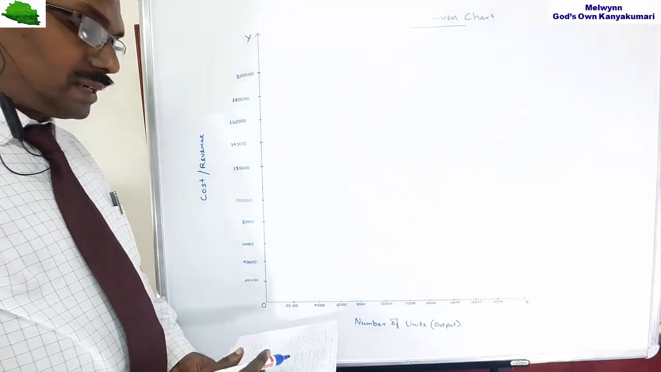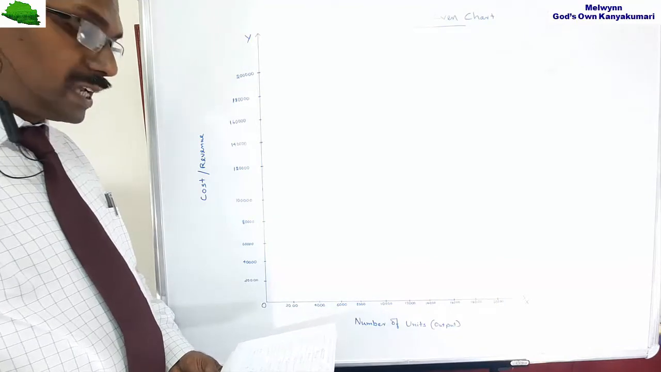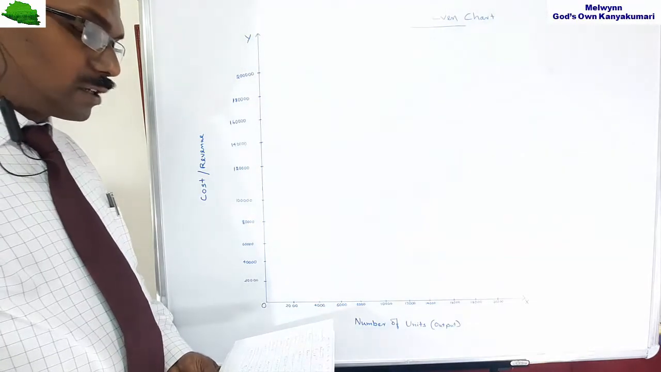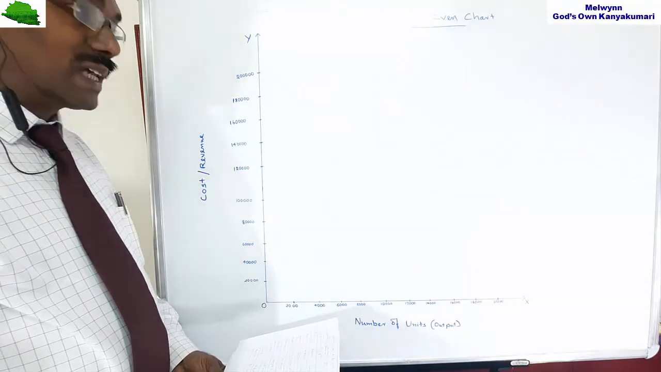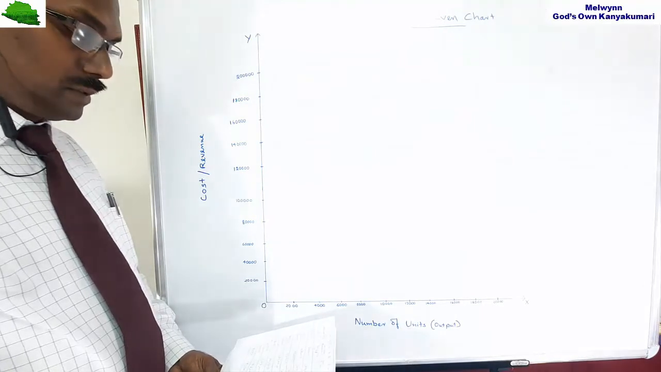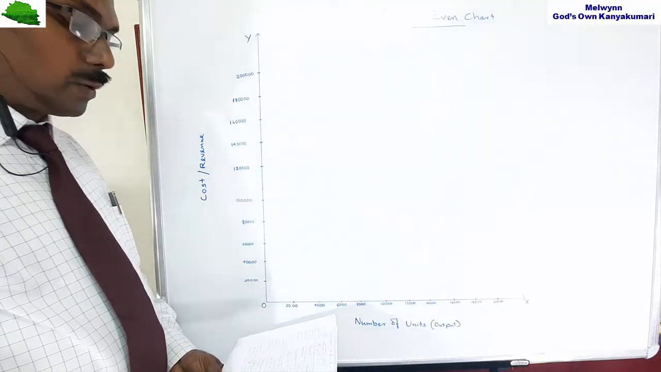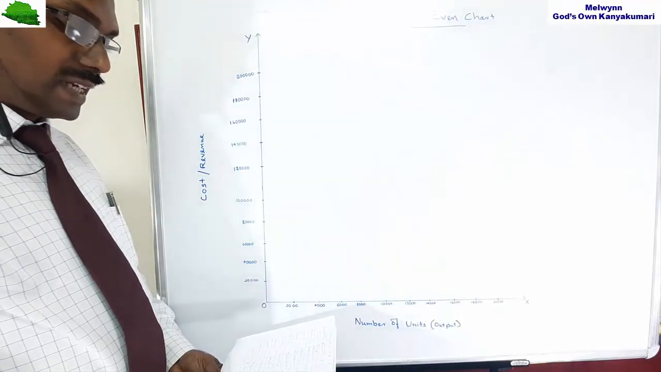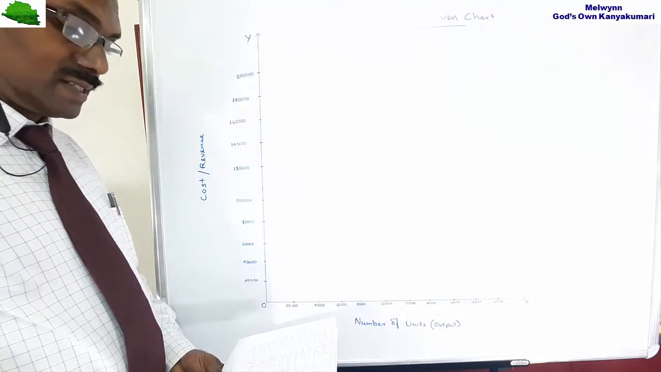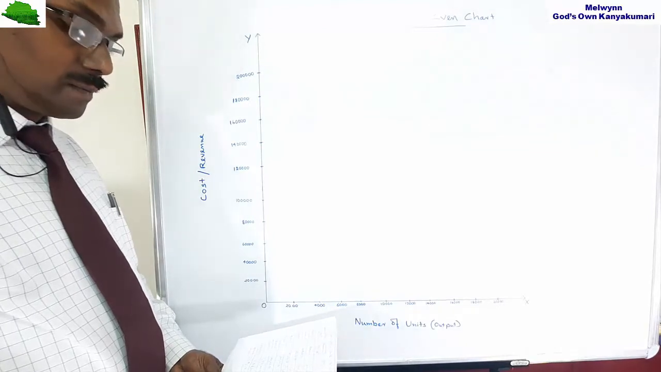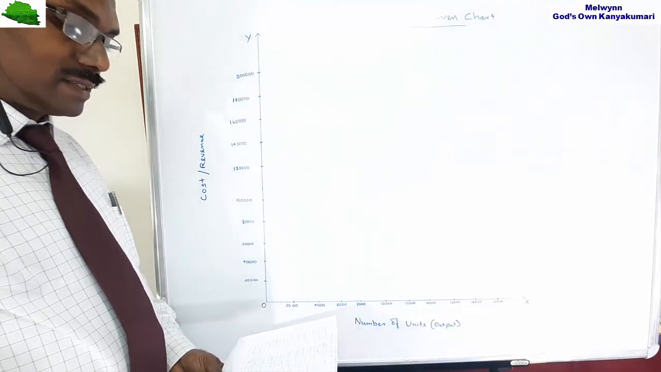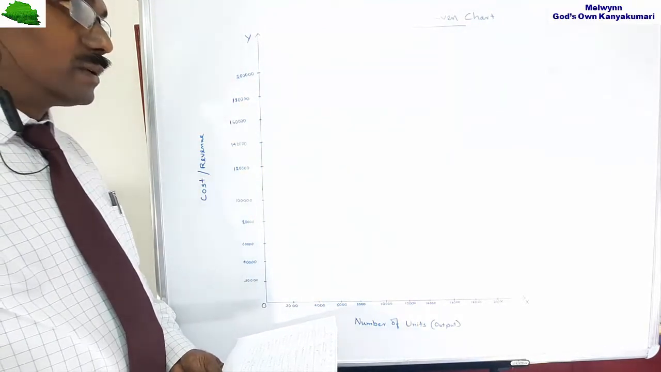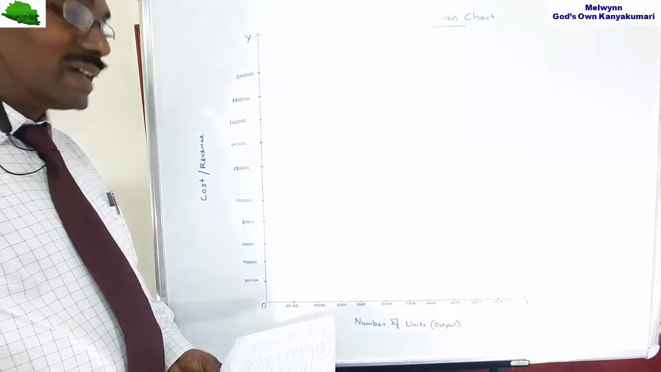First column, number of units output given. Second column, total sales, that is revenue. Then third one is total fixed cost. The next one is total variable cost. The last column, total cost. It includes fixed cost plus variable cost.